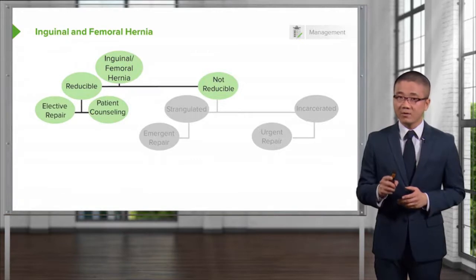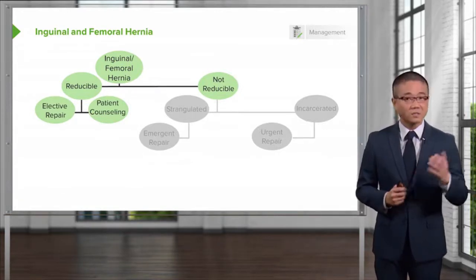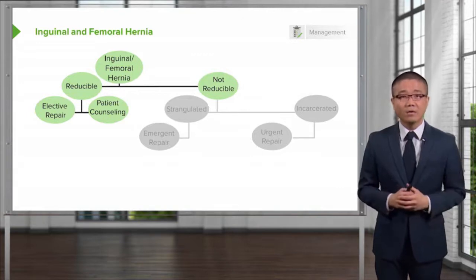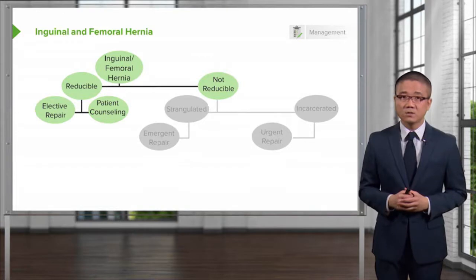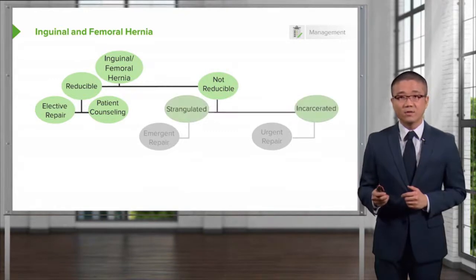If the bulge comes out and you can't push it back in, or you develop signs of a bowel obstruction such as nausea, vomiting, or lack of bowel movements or flatus, those are signs to instruct your patient to return to the emergency department. If the patient is not reducible, that's a different story.